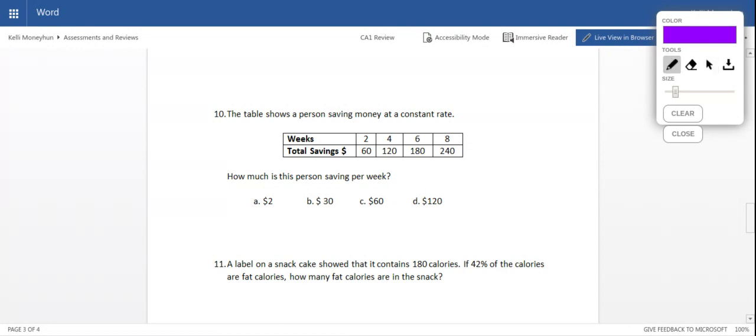All right. Next one. The table shows a person saving money at a constant. There's my keyword. Go ahead and write my formula because I know I'm dealing with constant. K equals y divided by x. How much is a person saving per week? Okay, make sure you label your table. X is always first. X over y. Okay. How much is the person saving per week?